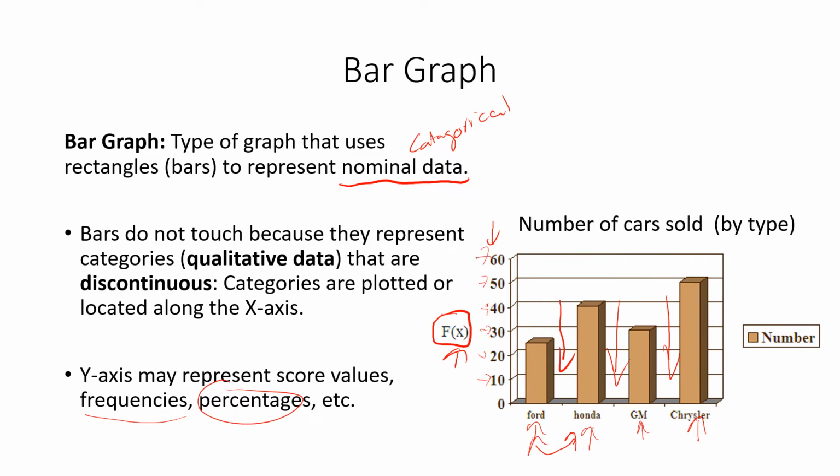So it's the number of cars sold by type. So you can look here and see that Ford, it looks like about 22, 23 were sold. Honda, 40 were sold. GM, 30. And Chrysler, 50 were sold.